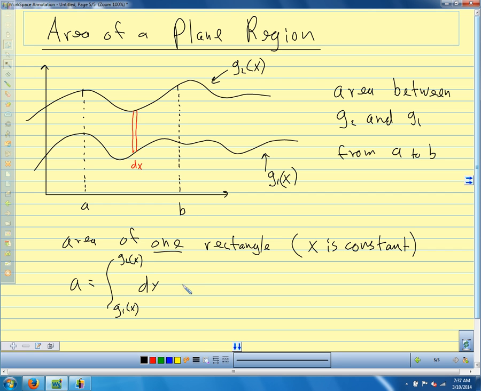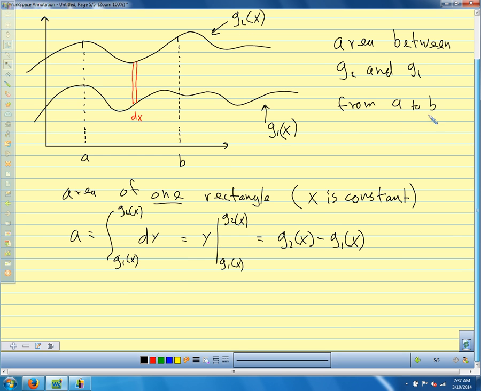And when we evaluate this integral, this gives us y evaluated from g1 of x to g2 of x, making all the steps explicit here, which is g2 of x minus g1 of x. And then we're going to add the areas of all of these individual rectangles together for x equals a to b.